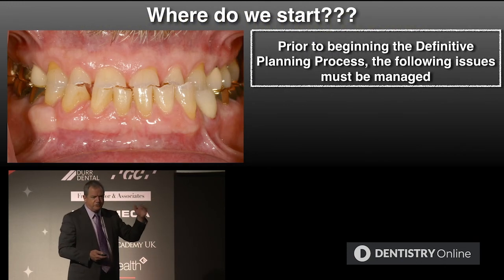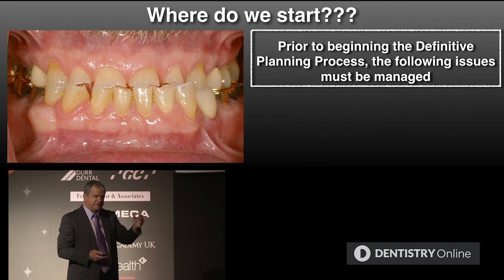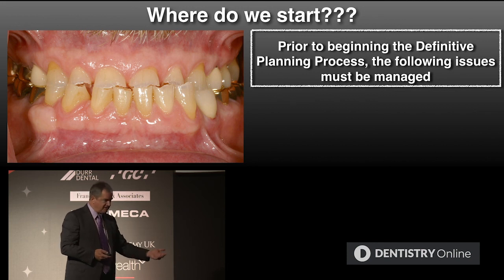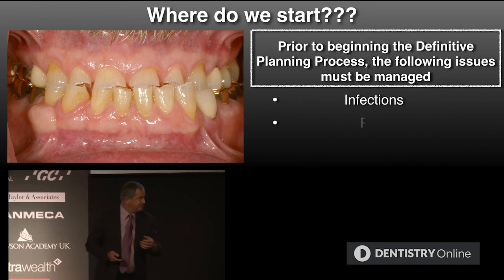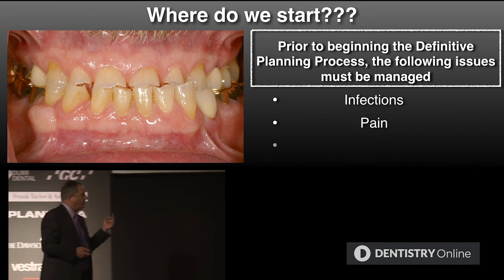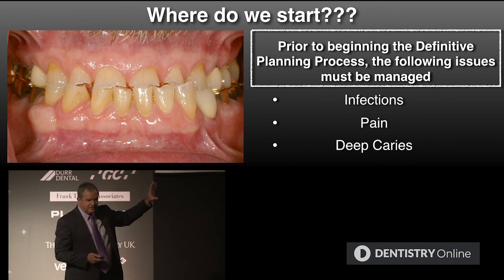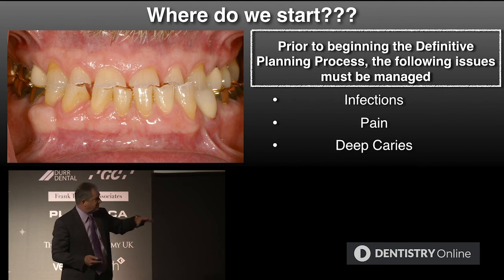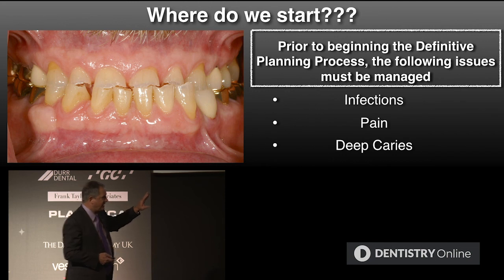Now, bottom line, we're going to be going through a lot of cases in the next hour. But I want to make it clear that there's some things that come from the examination that we have to manage before we ever even think about doing what I'm going to be showing you in terms of the planning process. So the first thing is, if your examination finds infections, pain, or deep caries, you're not going to be going forward with complex treatment planning until you manage those areas, right? So that's quite obvious, I hope.